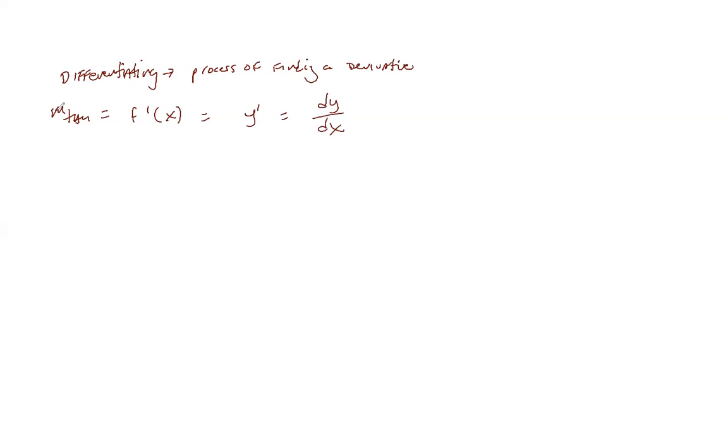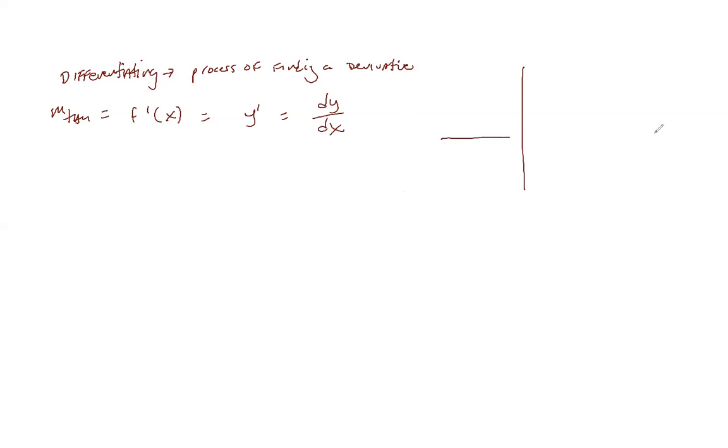I want to make note of these things now so that when I start going back and forth between the notations, you're not confused by them. If you see m tan, if you're being asked for the slope of a tangent line, if you see f prime of x, if you see y prime, if you see dy dx, we're finding a derivative in all of these circumstances.